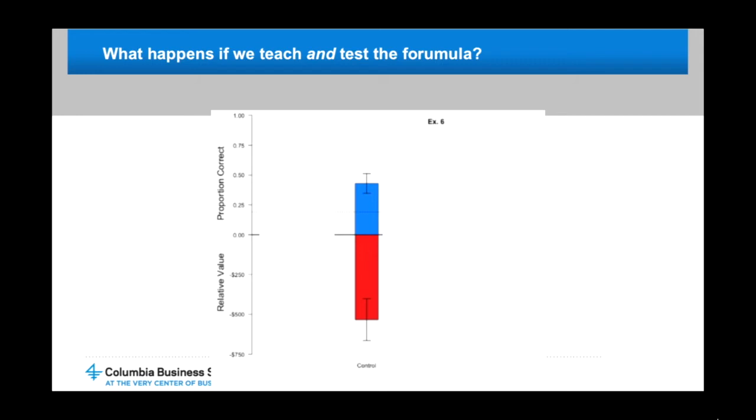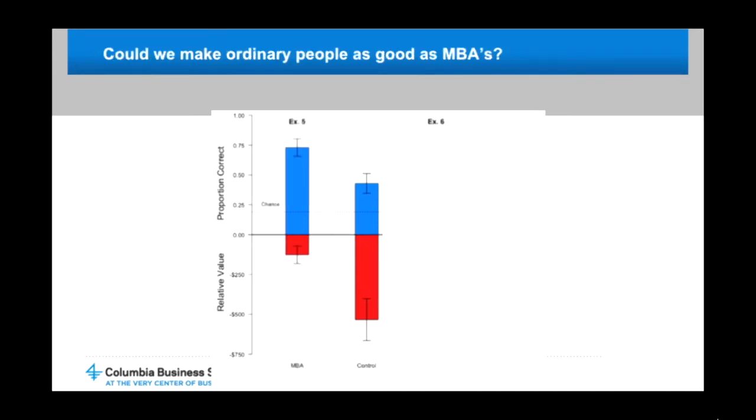These were Columbia Masters of Business Administration. After all, many of them had worked in consulting, they worked in financial services. They should be able to do it. And so we gave them the task, and lo and behold, they could. Their mistakes went down from over $500 to less than $100. And about 71% of them got the right policy.